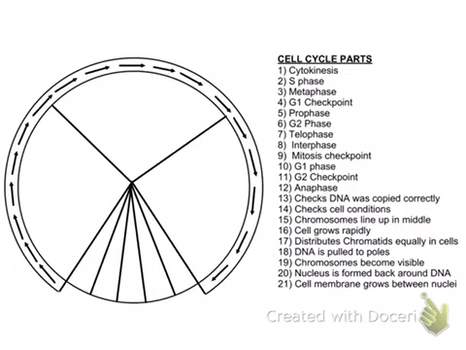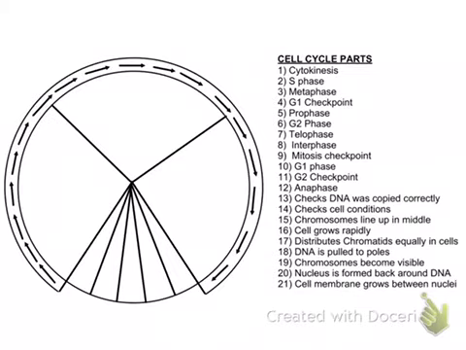In this packet, this is going to be the very first page. Hopefully this first page is familiar to everybody. This is what was on the second part of your test. More importantly, what I want you to do today is go through and fill out all the different parts of the cell cycle.